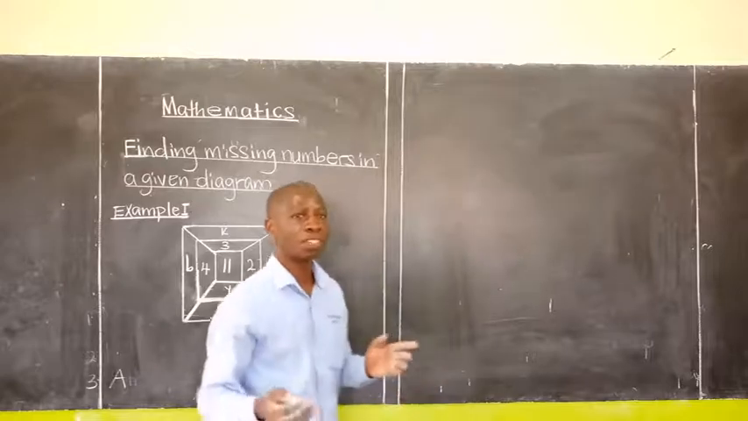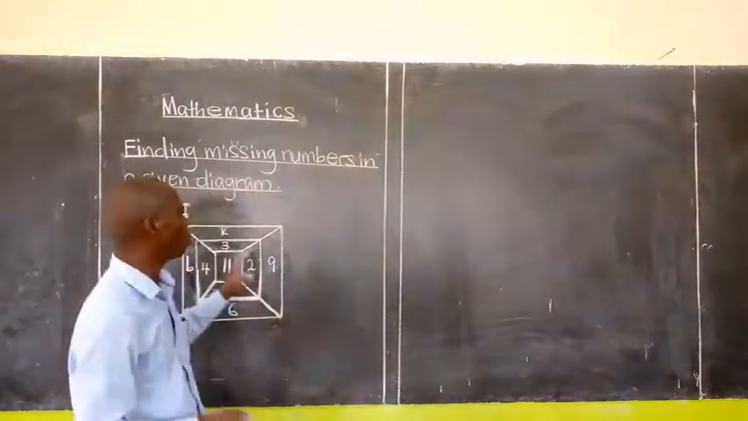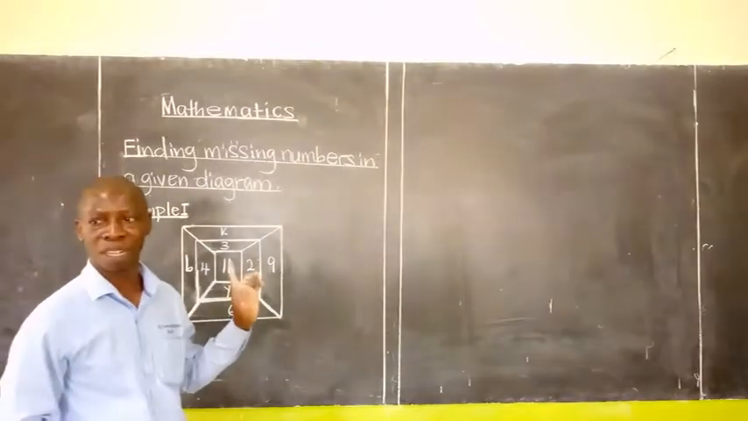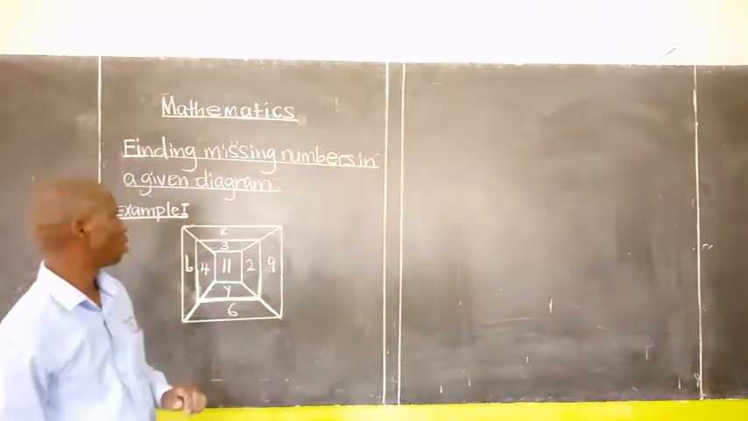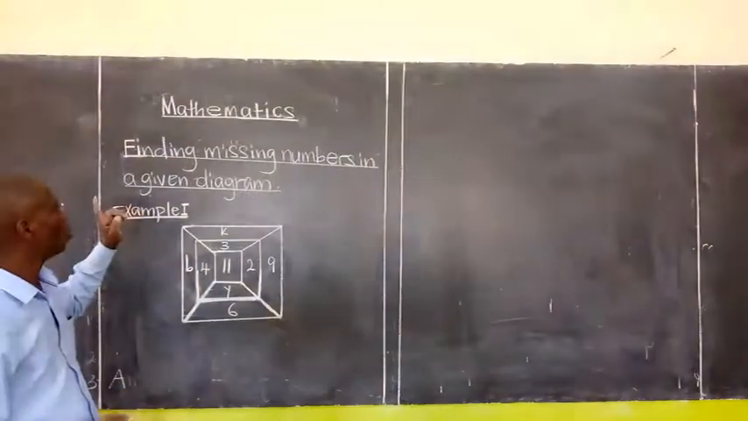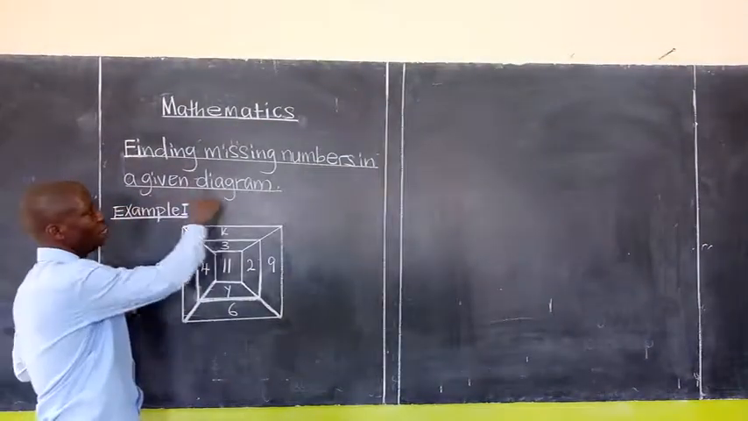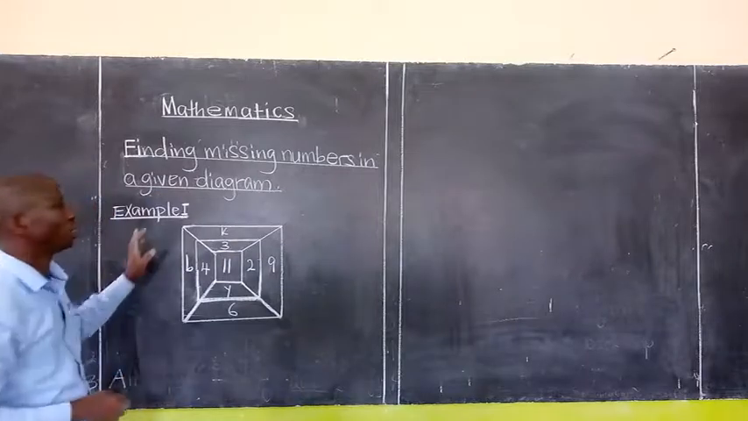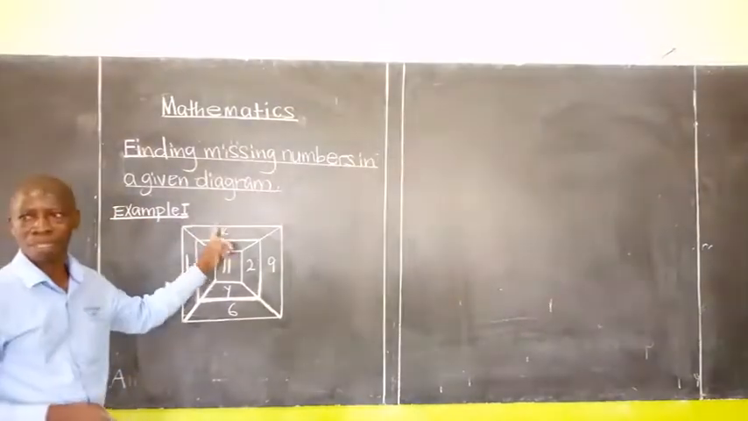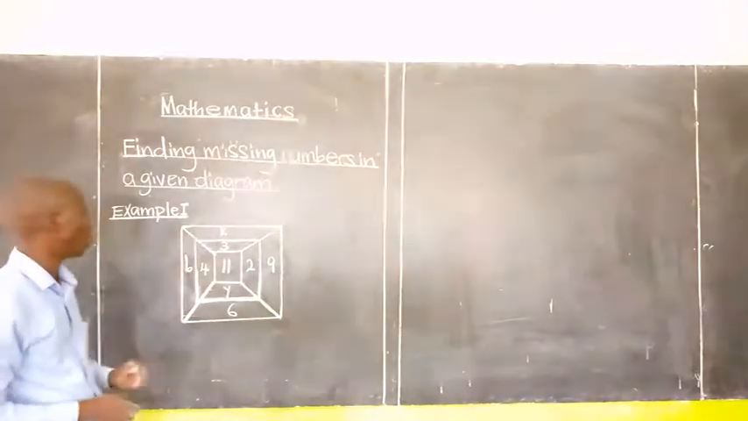In our previous lessons, we have been looking at division of numbers. Unlike this lesson, we are going to have a look at what we call finding missing numbers in a given diagram.